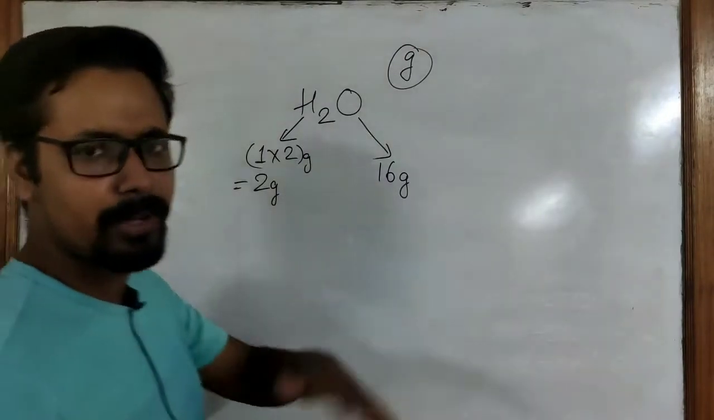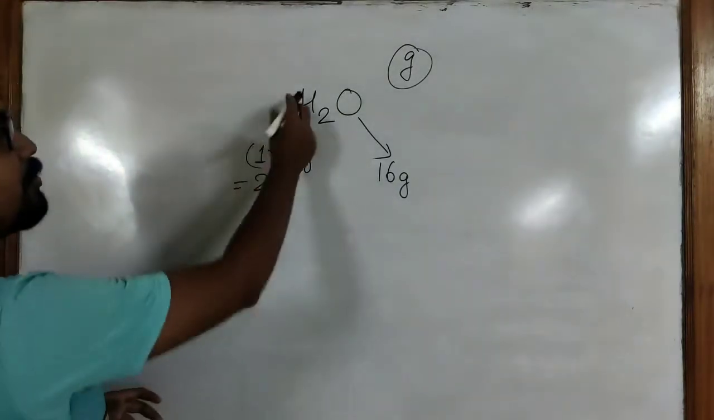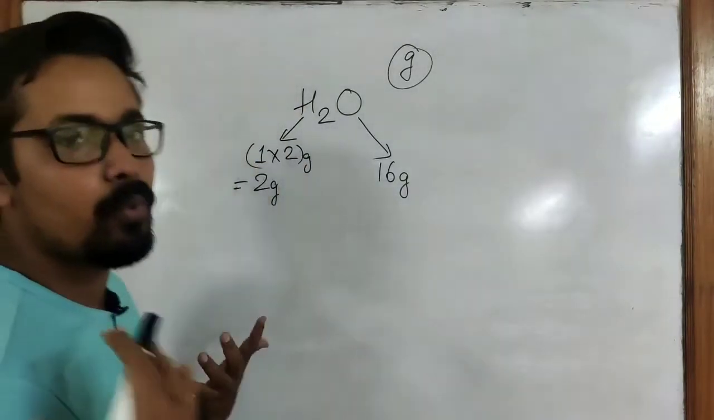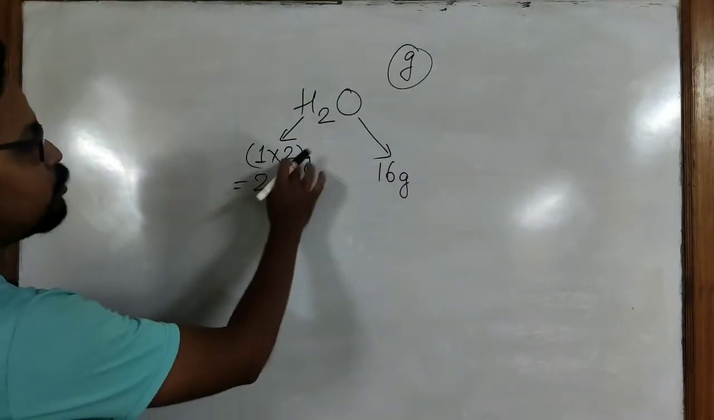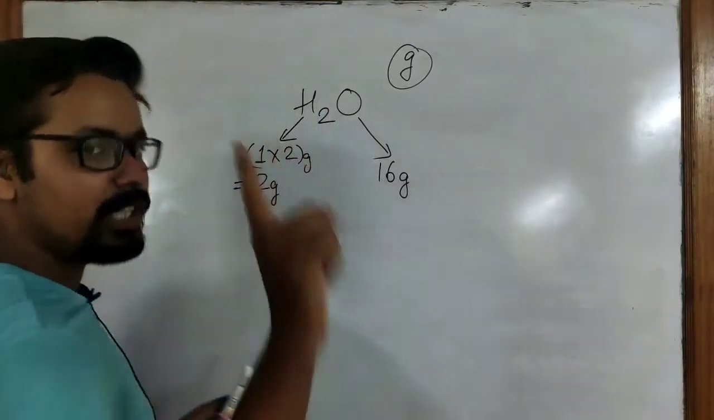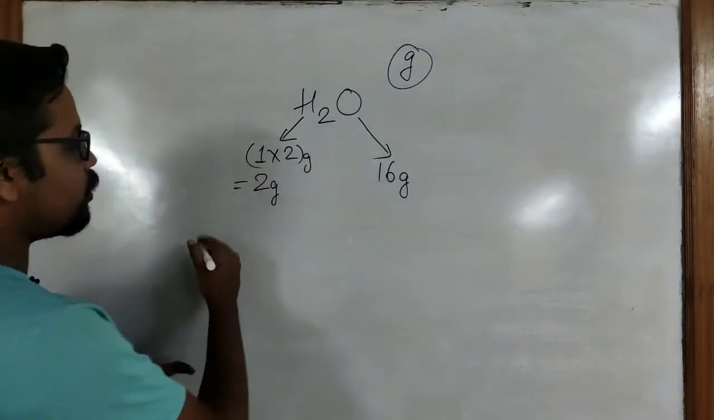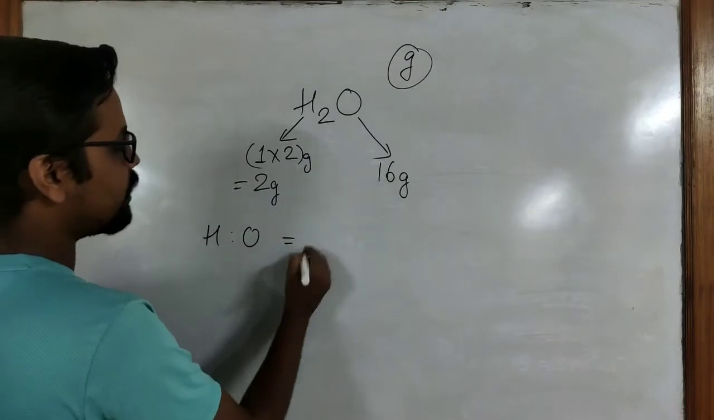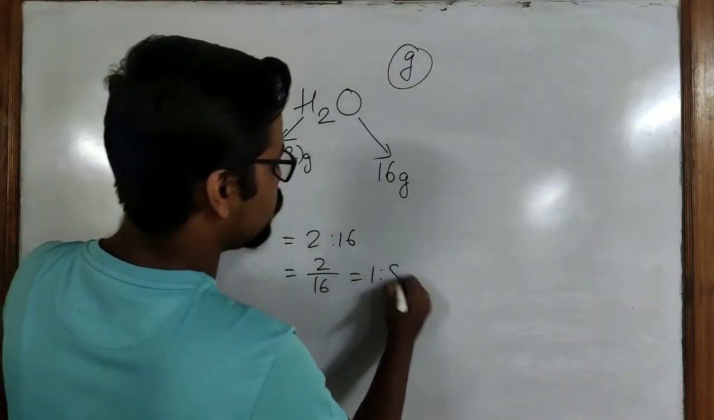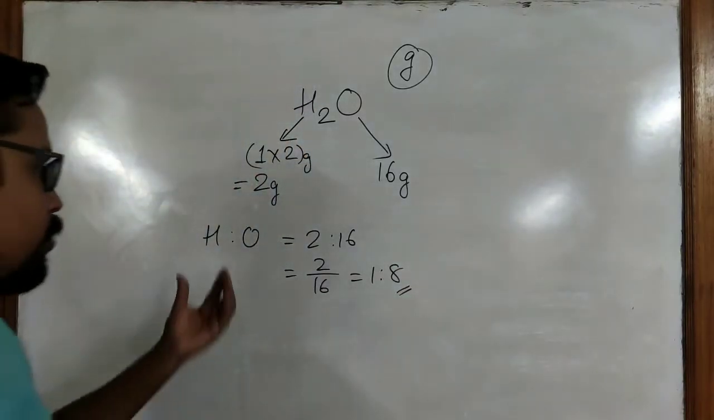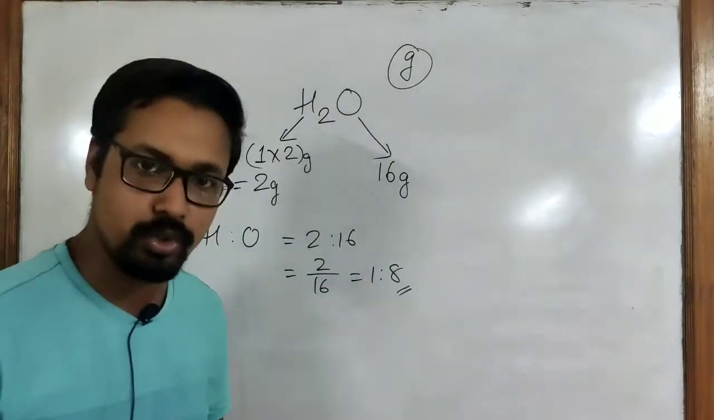You will learn about what is atomic mass and everything else later. Just for now, just know this is a fact that hydrogen has a mass of 1 gram, and since there are 2 atoms of hydrogen, we have 1 into 2, that is 2 grams. Oxygen, there is only 1, and each oxygen atom has 16 gram mass. So what is the ratio of hydrogen to oxygen? It is 2:16, which is 1:8. So the amount of hydrogen to the amount of oxygen in water is always in the ratio 1:8.